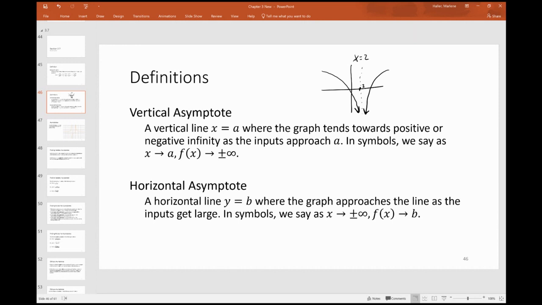All right, here's a more formal definition. A vertical line x equals a, some value, where the graph approaches positive or negative infinity as the inputs approach that value a, right? Or we might say in symbols, as x approaches a, f of x approaches positive or negative infinity.